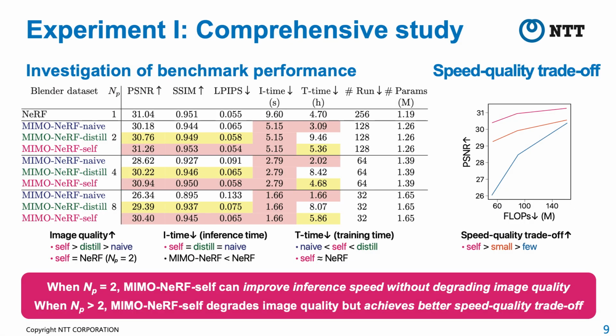We conducted two experiments to investigate the effectiveness of the proposed model. In the first experiment, we conducted a comprehensive study. We first investigated the benchmark performance by comparing MIMO-NeRF self with NeRF, MIMO-NeRF naive, and MIMO-NeRF distill. Then, we examined the validity of the speed-quality trade-off by comparing MIMO-NeRF self with NeRF with small-size MLP, and NeRF with few samples. Through these experiments, we found that when NP equals 2, MIMO-NeRF self can improve inference speed without degrading image quality, and when NP is larger than 2, MIMO-NeRF self degrades image quality, but achieves a better speed-quality trade-off.